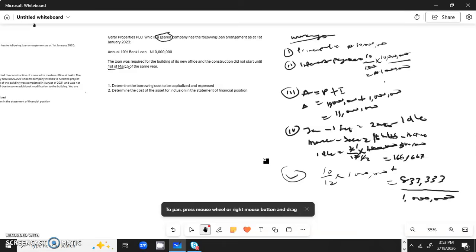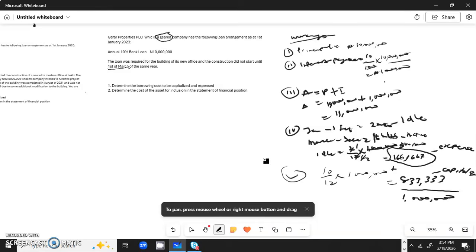So we're not told to determine the borrowing cost to be capitalized. Since the borrowing cost for January to March, the 2-month period, is idle, it was not used during this period, this month we're going to expense. We're going to expense this, and we're going to capitalize this, because this was when it was put into use. The fund that was borrowed was put into use for a period of 10 months, so we're going to capitalize it.